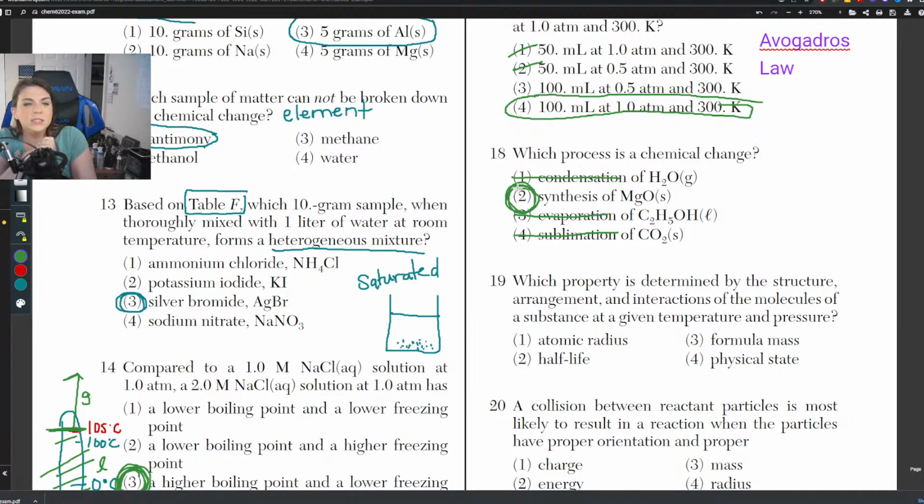The synthesis is a formation. So you'd have magnesium element and oxygen element coming together to make magnesium oxide. So it would actually be Mg plus O2 makes MgO. And then you have to put a 2 right there, and you have to put a 2 right there to balance it. And that would be your synthesis.